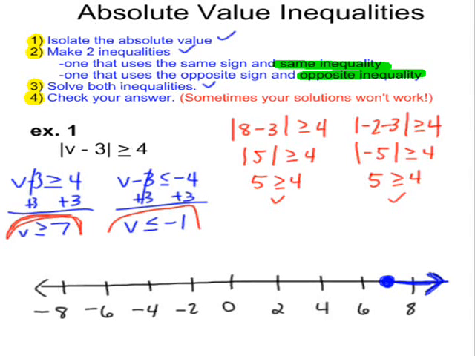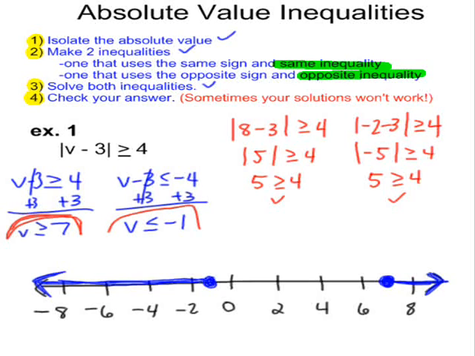V is less than or equal to negative 1. Negative 1 is between 0 and 2, and that is also a closed dot. And since it's less than, our arrow points to the left. So we end up getting an OR graph because our arrows are pointing away from each other.